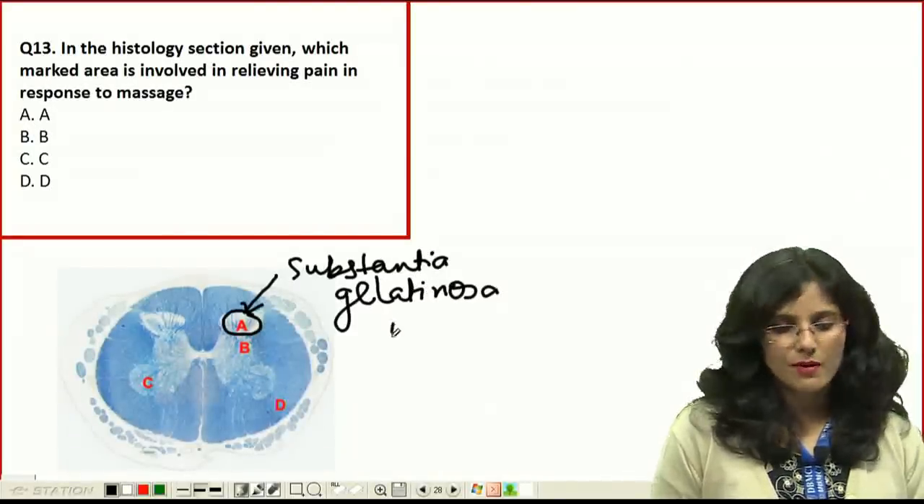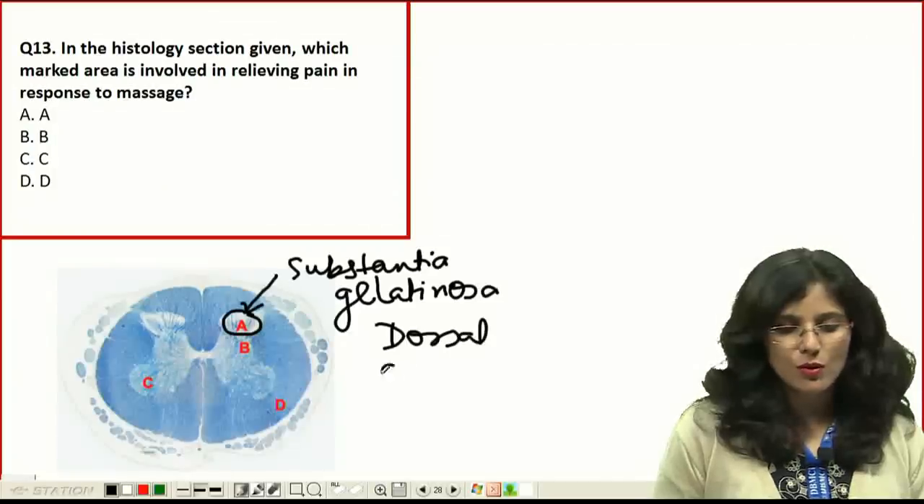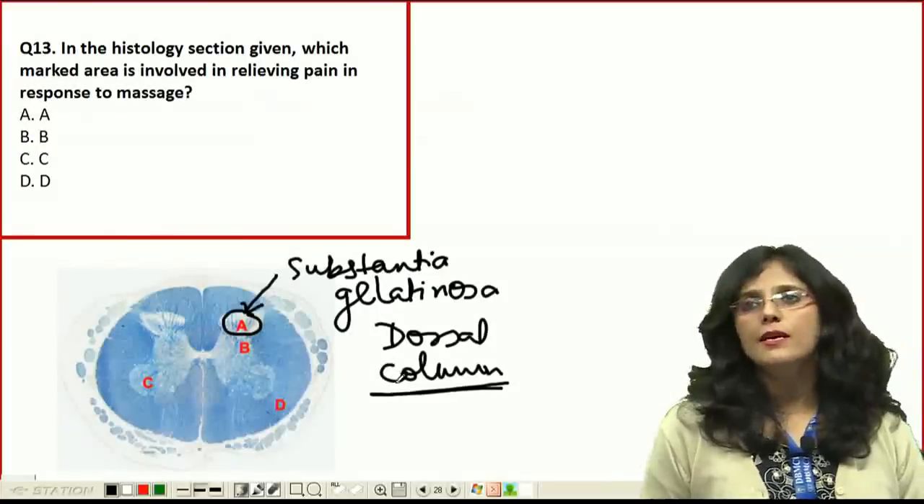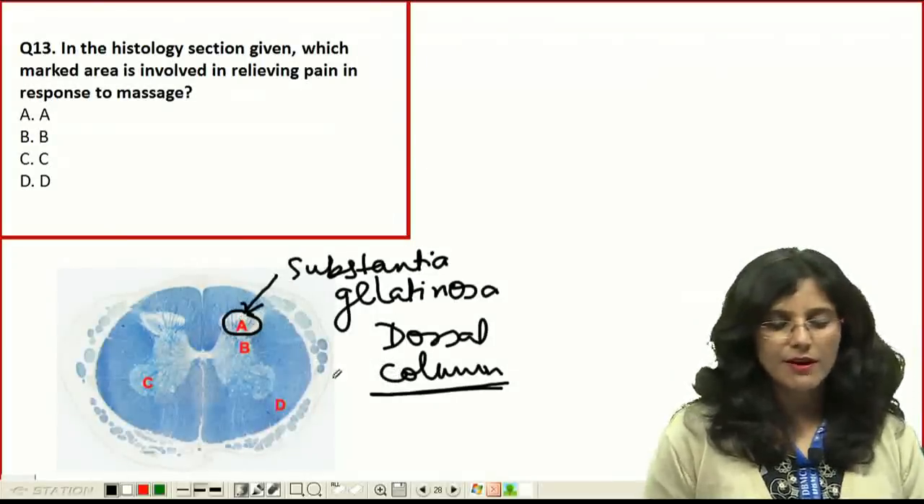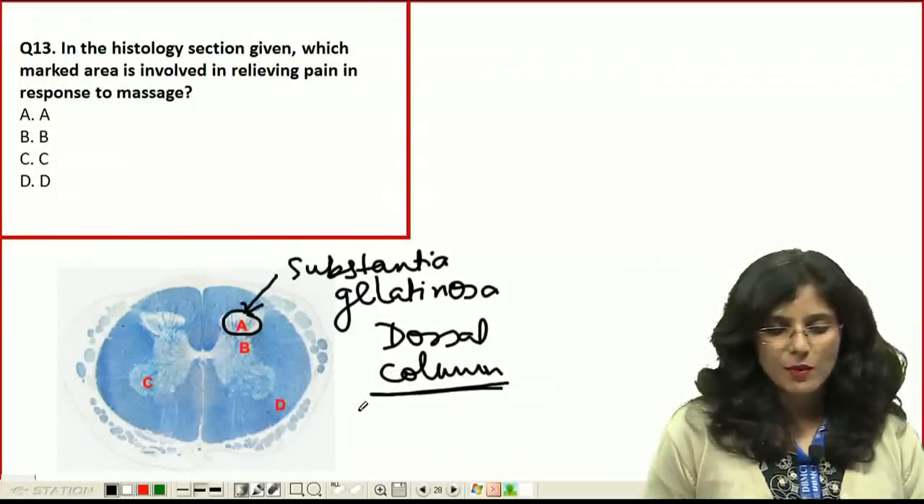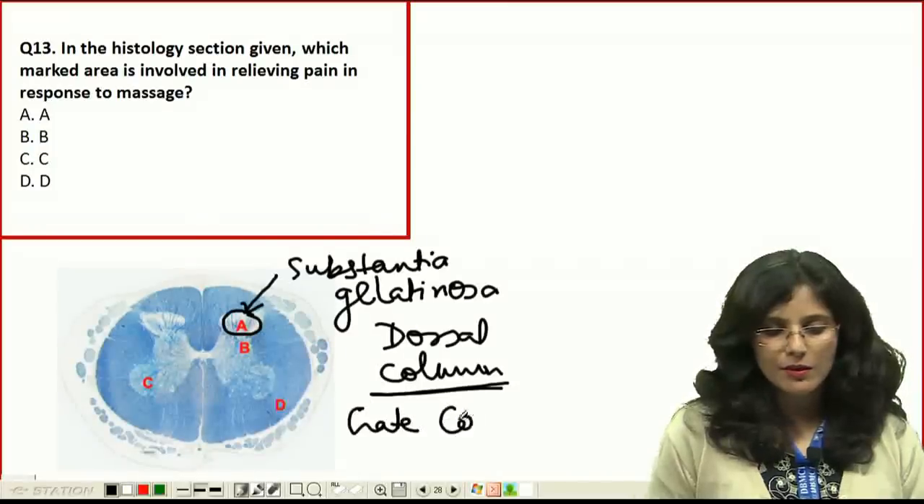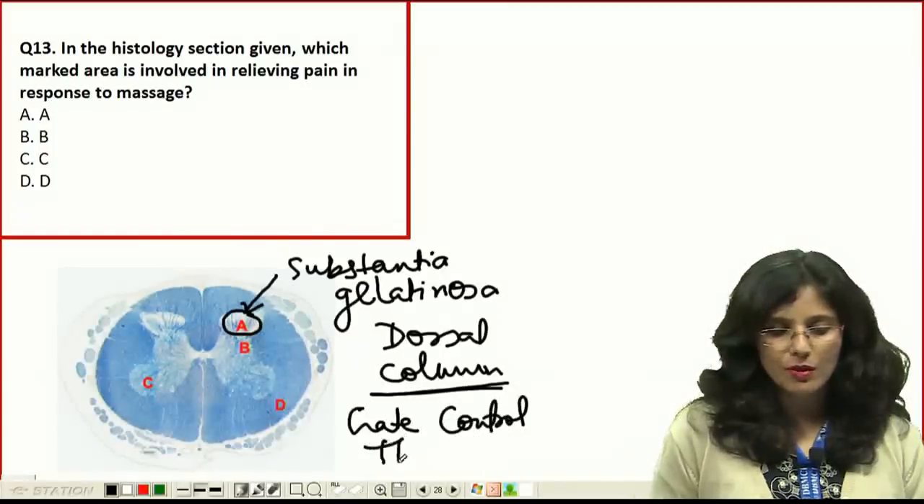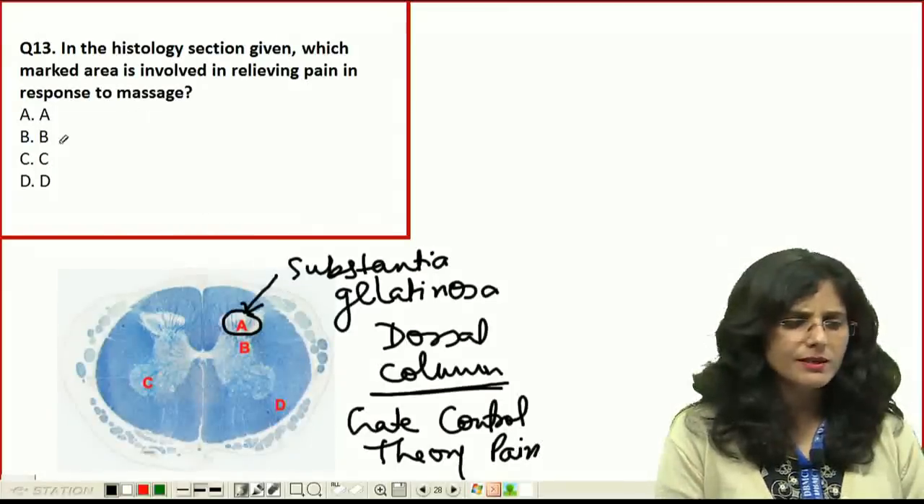Substantia gelatinosa is found in the dorsal column. This is the area which is responsible for the gate control theory of pain. The answer of this question is A.